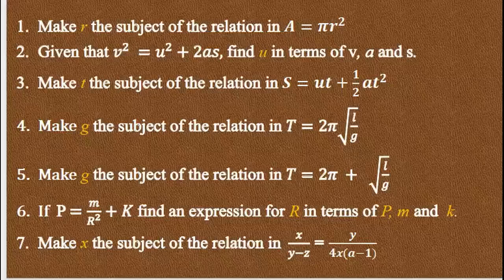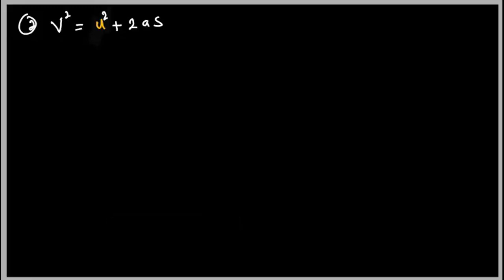So let's look at the second question. Given that V squared is equal to U squared plus 2AS, find U in terms of V, A, and S. As you can see, they ask to make U the subject. To make U the subject, you can notice that U is on the right hand side. Since it is just on the right hand side, I can choose to rearrange.